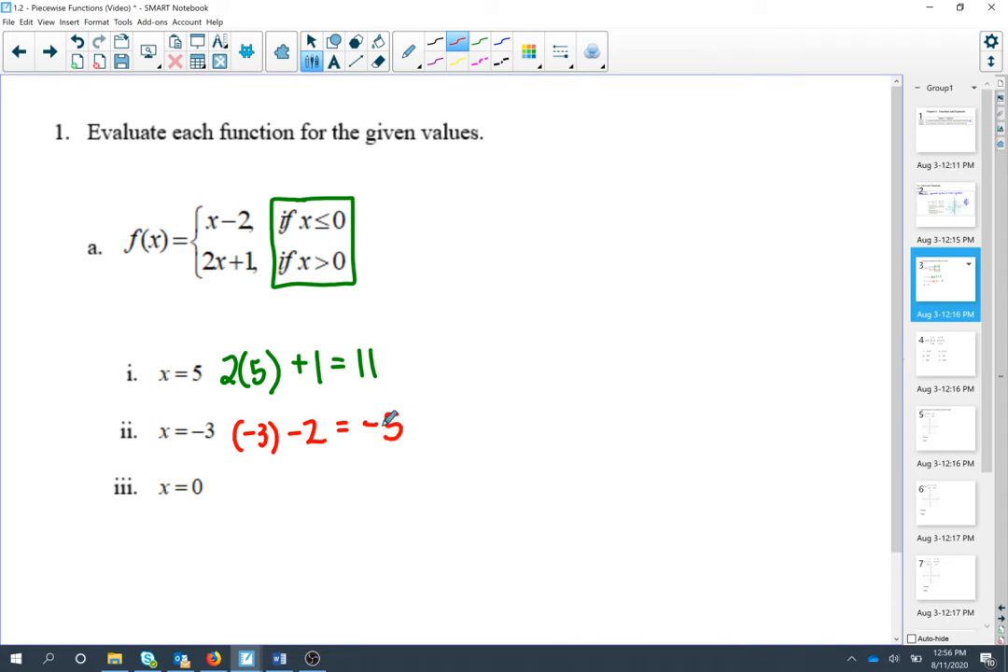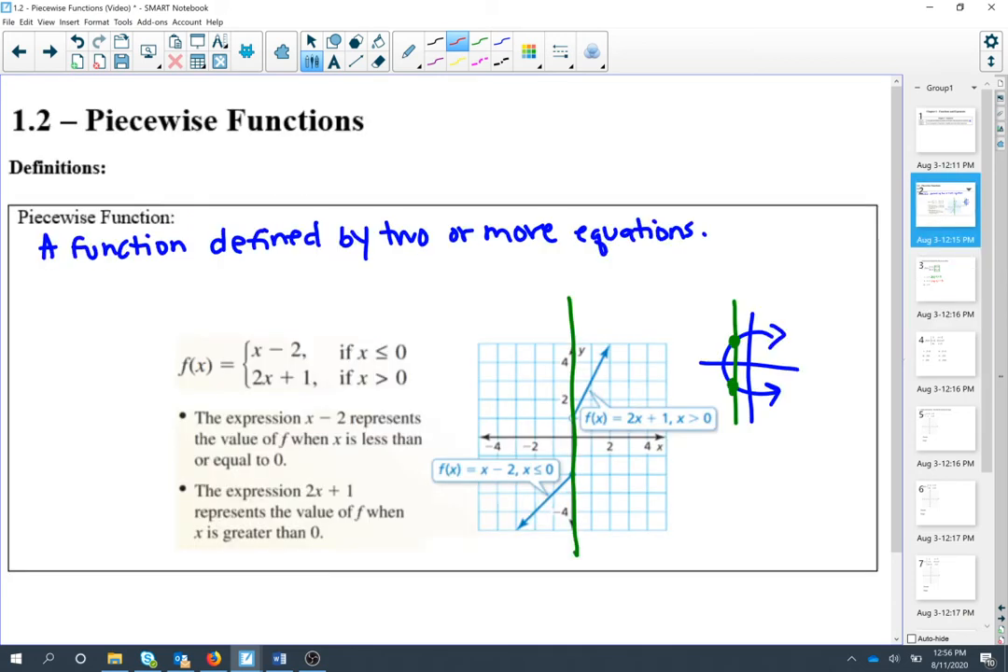Now, if I go back to our graph, we should be able to see this. When x is negative 3, because we have it graphed here, x is negative 1, negative 2, negative 3, I would go down here and look at that. The y value is negative 5. That's what you just found. I couldn't really do that with our first one because it went off the graph, but it would be up here somewhere.